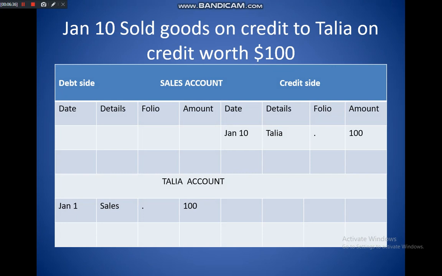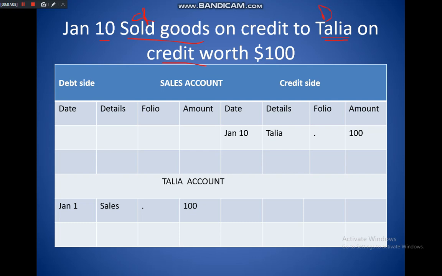Okay, January 10, what happened? January 10, sold goods. It said sold goods. This is a sales account, and then this was on credit. So we need to pick the customer's name, so that we can follow on the monies. Okay, that is fine. So what are we doing? This sales account, so these goods were bought, and so it means we credit sales account, and then we debit.